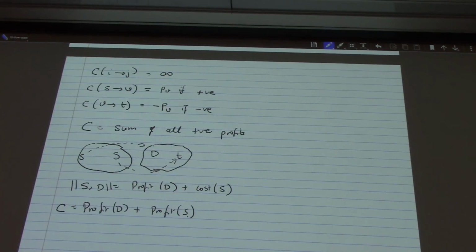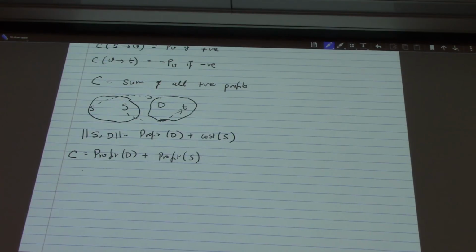Okay, and this is the kicker: if I try to minimize this cut value, I will be maximizing this value here. What is that equal to? What is C minus the cut value? If you just substitute those two things, the profit of D cancels, right? So what do you get? You get the profit of S minus the cost of S, right?